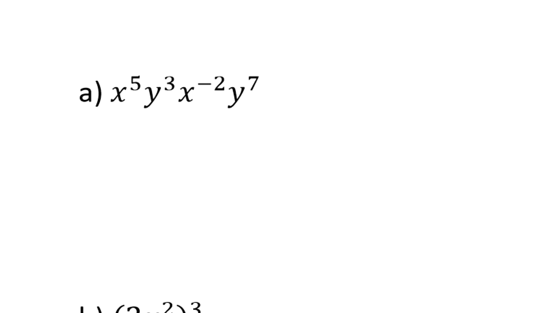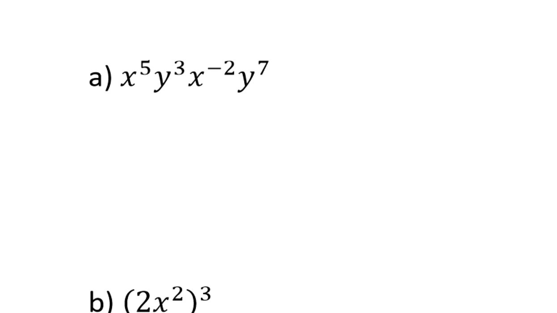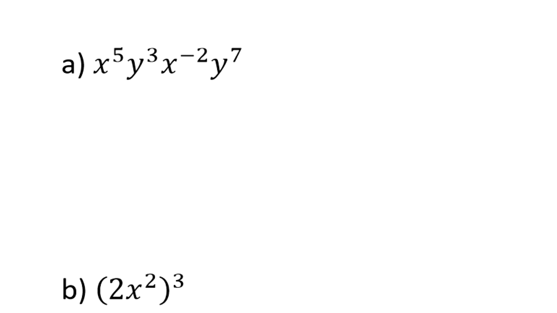When I look at part A, the thing that I'm drawn to is, first of all, I definitely have powers of y in my answer. If you look at it, this first part has 7 factors of y. Literally y, y, y, y, y, y, y. There's 7 of them. And this has 3 factors of y. So I know in my answer, I'm definitely going to have 10 factors of y, right?